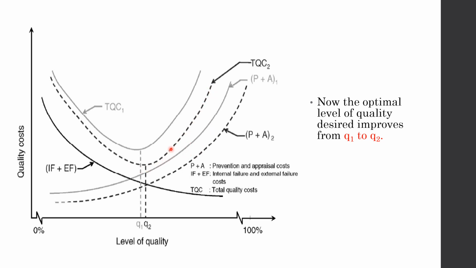And to determine the optimum level of quality based on minimizing the total quality cost function, taking its x coordinate, which is q2. Now we can see from this graph that the desired level of quality has increased from q1 to q2. Also, there is a reduction in the quality cost. Therefore, this approach is far more used in the industry and it is far more realistic.